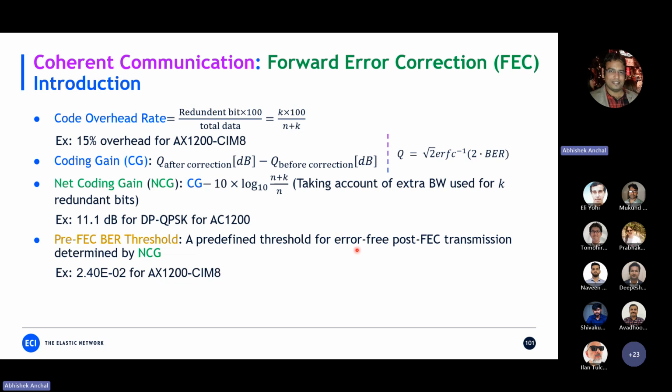Because of that, it defines a threshold level for error-free FEC transmission, which is determined by net coding gain as well. For example, most transceivers have around 2e minus 2. Here for Acacia, the new module has 2.4e minus 2. So these are the terms we see if we read the datasheets and compare different vendors: what is their FEC, what is the overhead, what is the net coding gain, what is the BER threshold, etc. And then we can see which one is better or not.